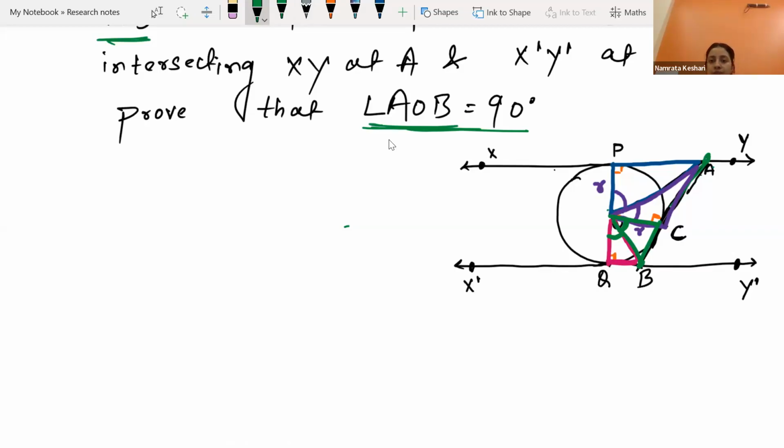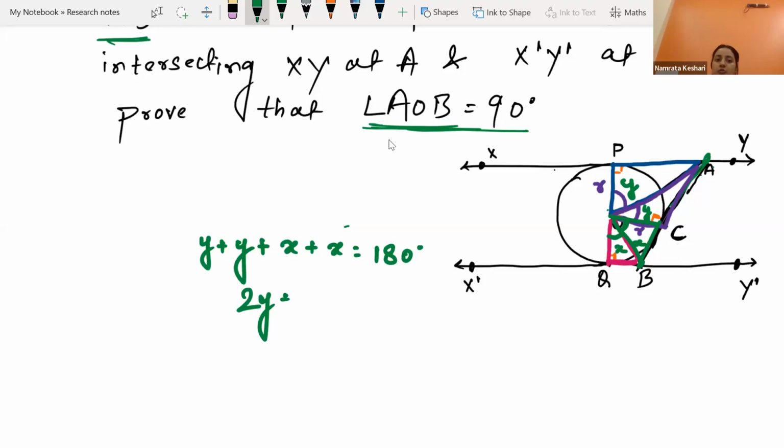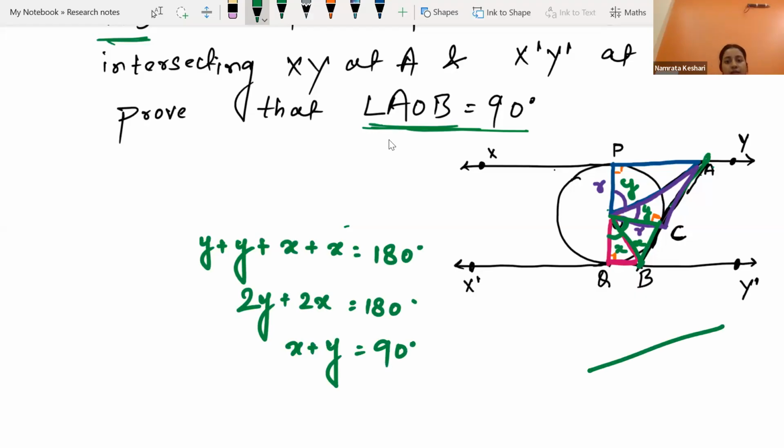So suppose this is y, x, then this is also x. And from here, are we getting x plus y is 90 degree? Yes or no? y plus x plus x plus y, all together are making 180 degree because it's a straight line. That means 2y plus 2x is 180 degree. That means x plus y is 90 degree, right? Yes. And that's what we wanted to show, that here the angle is 90 degree. We have divided it, and we are saying this much is y, this much is x. So whatever we wanted to show, we ended up getting, right?